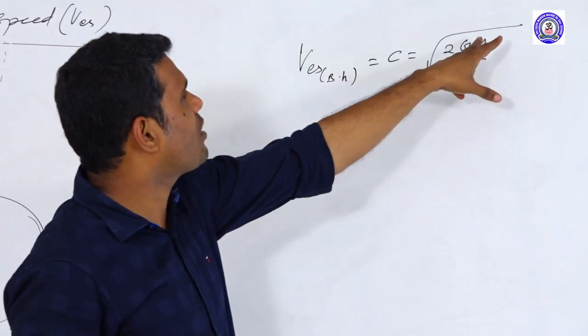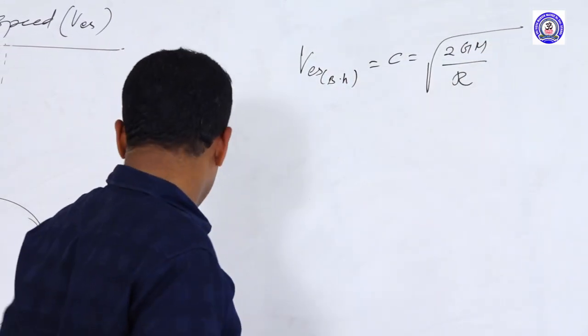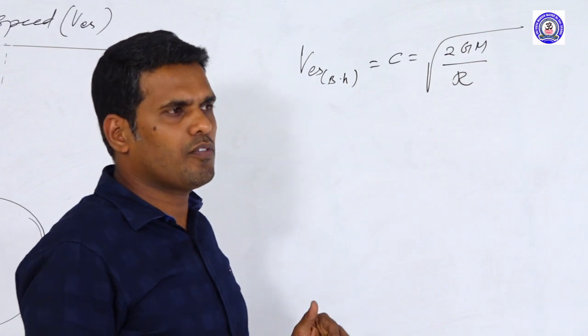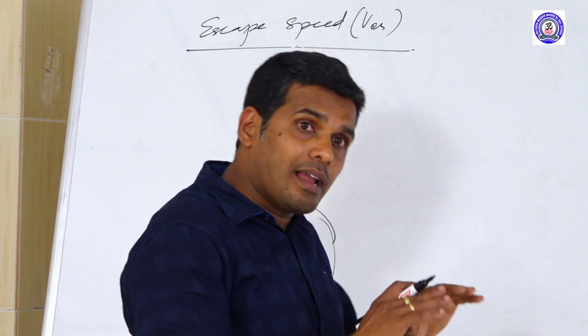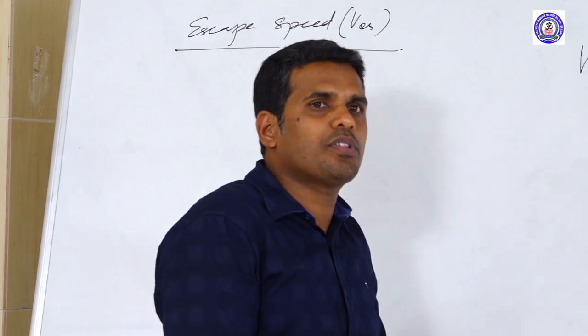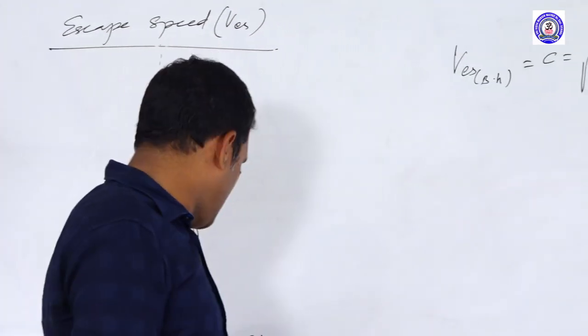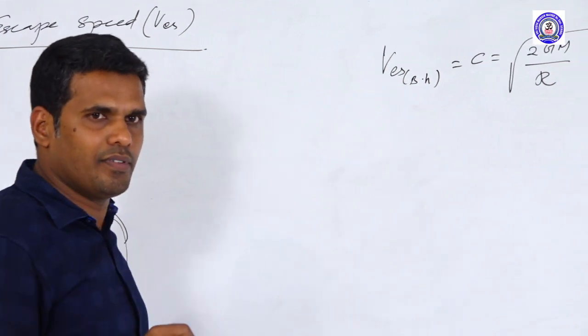So c equals square root of 2 GM divided by R, or otherwise square root of 2 gR, where the g and R are entirely different. You should not substitute the values of the acceleration due to gravity of Earth and the radius of Earth.